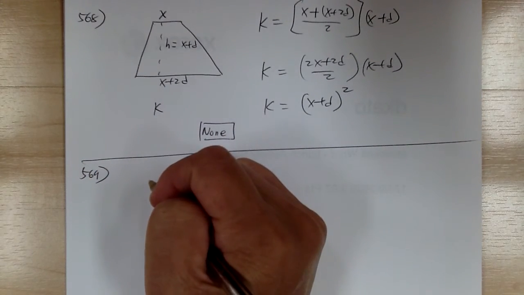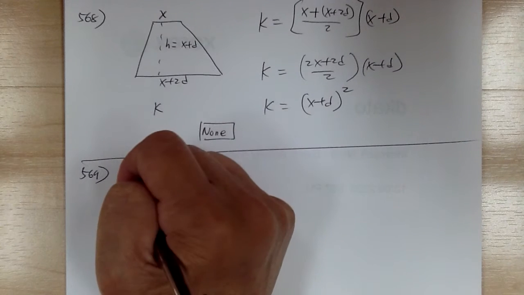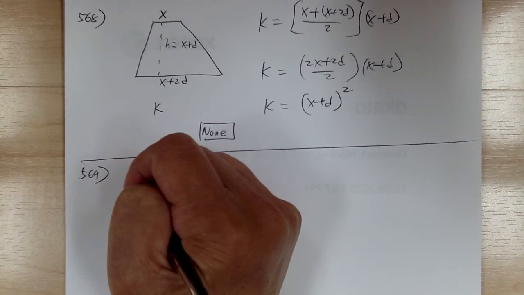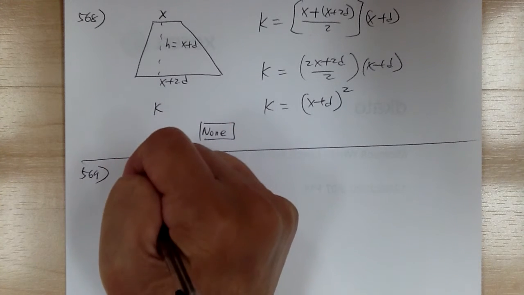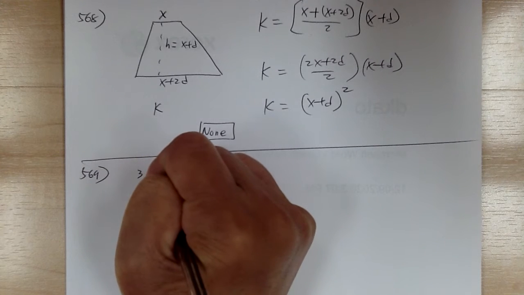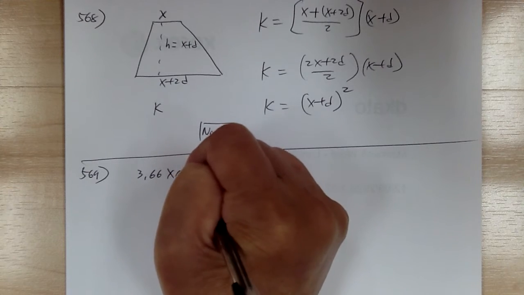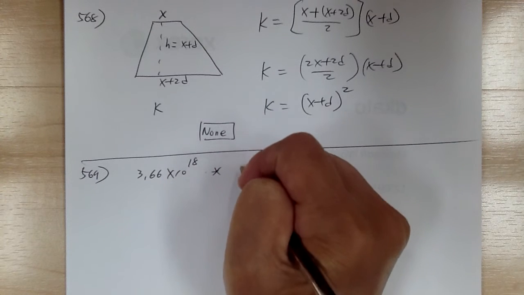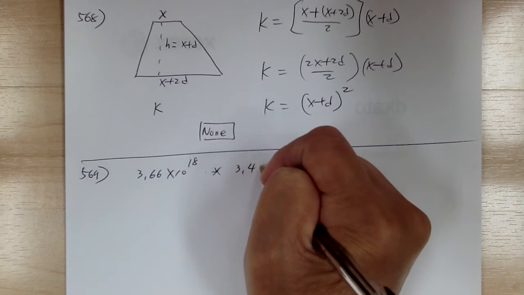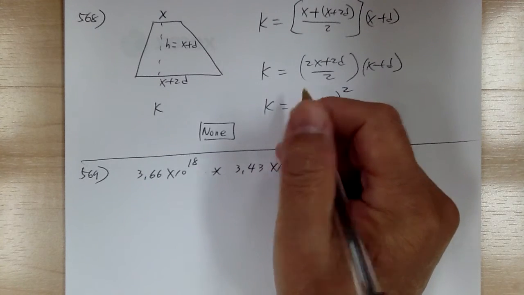Let's go to 569. How many digits are in the product of these? So you have this long number. The best thing to do is to write it in scientific notation. The first number is 3.66 times 10 to the 18th power, and the second one you want to multiply by is 3.43 times 10 to the 14.